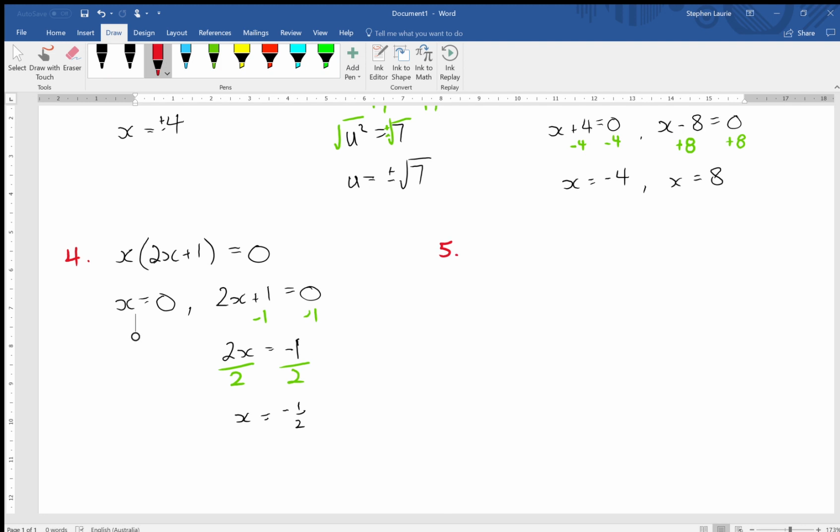Alright, number 5. Solve x squared minus 3x equals 0. Have a go at that one. Pause it now, have a go at that.